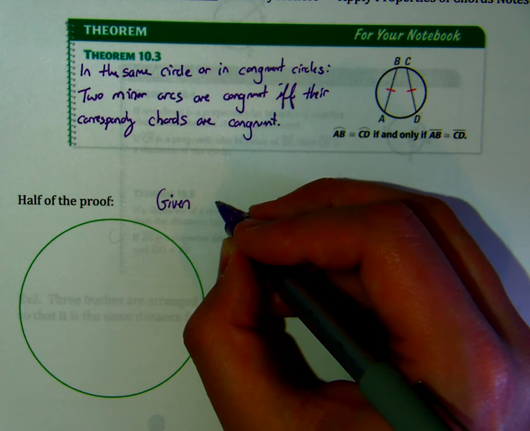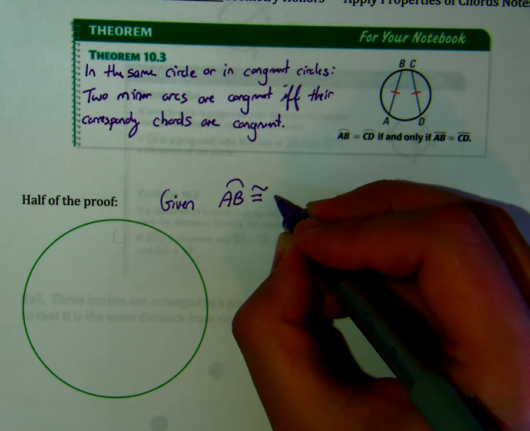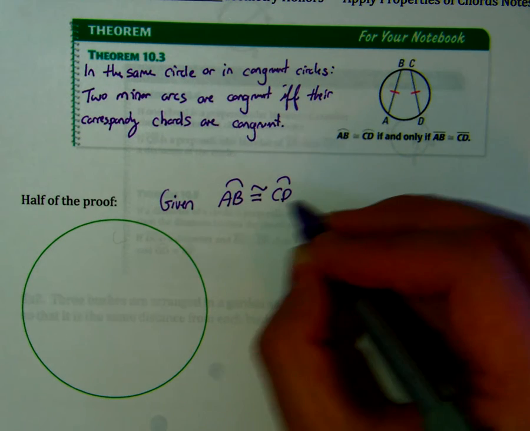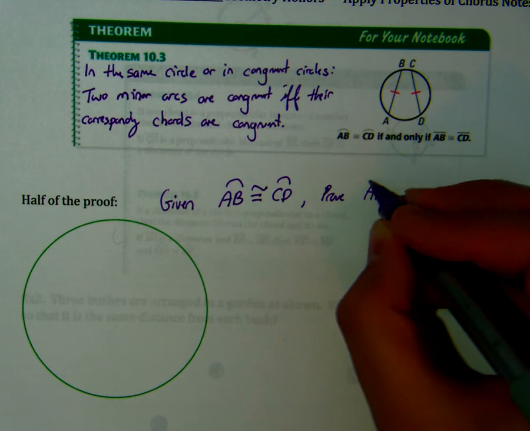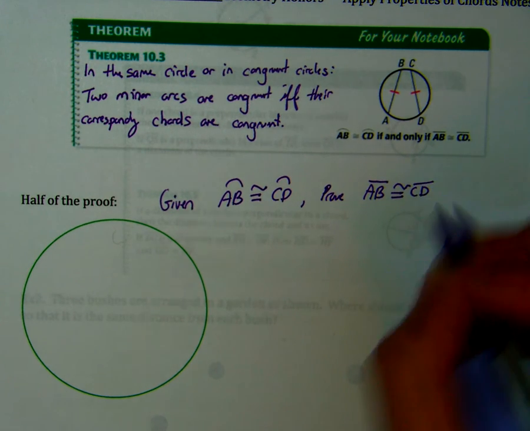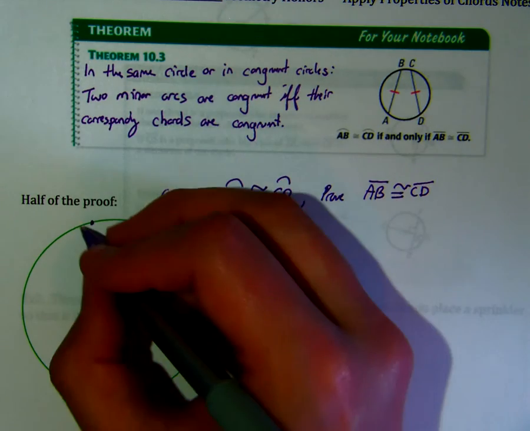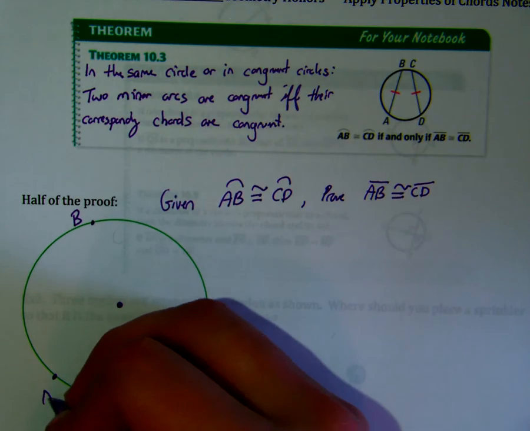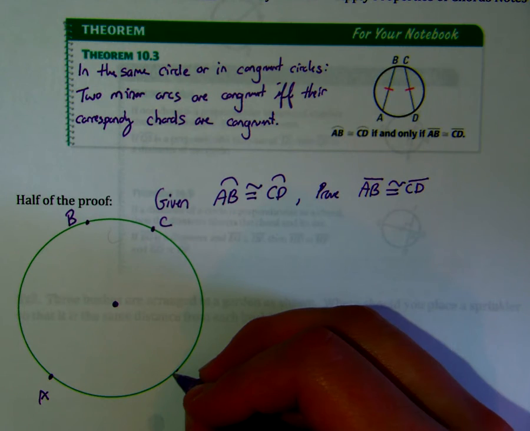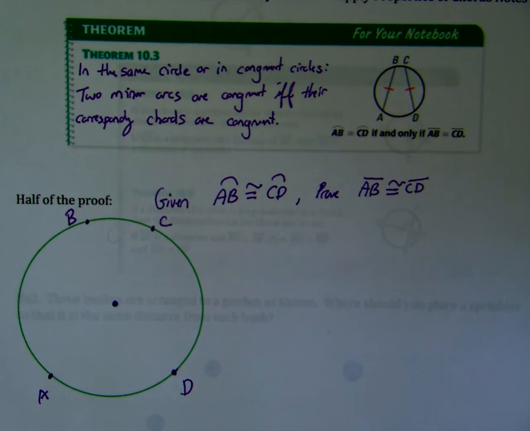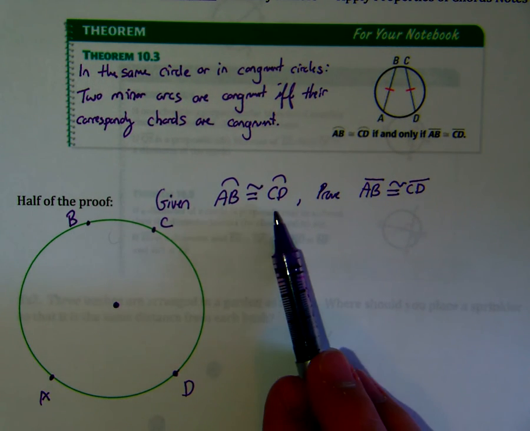If you're given the arcs are congruent, show that the corresponding chords are congruent. So let's copy this picture up here. Here we'll do B, here we'll do A, here we'll do C, here we'll do D. Okay, so if the arcs are congruent, that means they have the same measure.